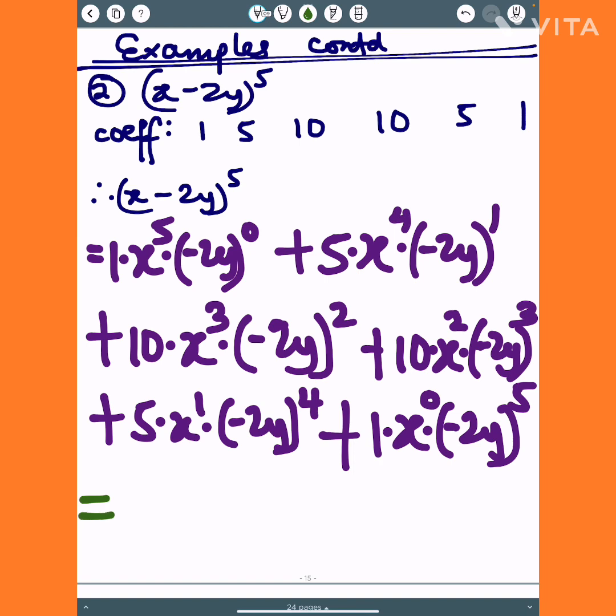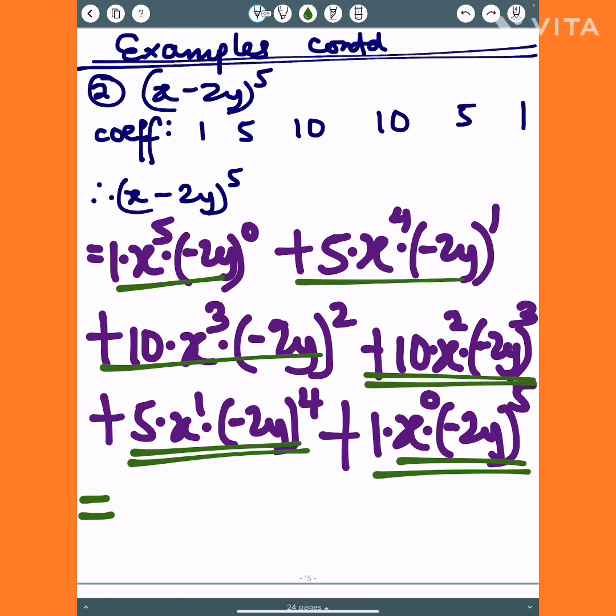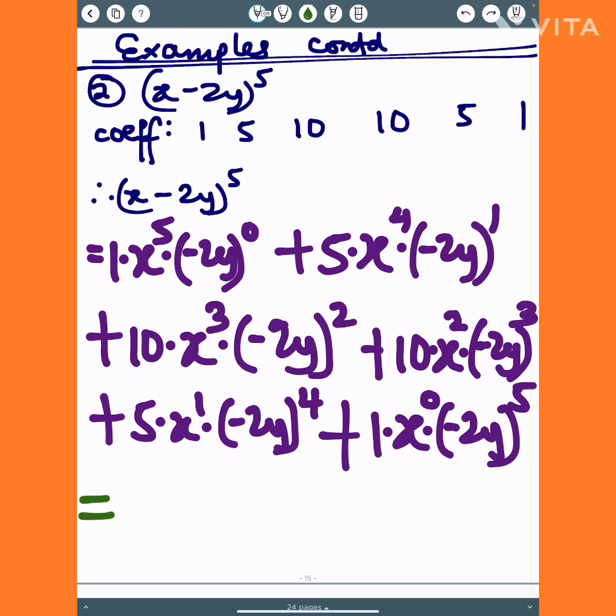expansion. So next is to simplify each of these terms. Each of these is a term. I'll go ahead and simplify the terms now. Take note of how we identify each term so that it doesn't look confusing. This is the same as 1 times x raised to power 5. Here, everything is raised to power 0. Minus raised to power 0 is 1. 2 raised to power 0 is 1. Y raised to power 0 is also 1. So 1 times 1 times 1 gives me 1. Everything in the bracket raised to power 0 will give me 1. So that's my first term.